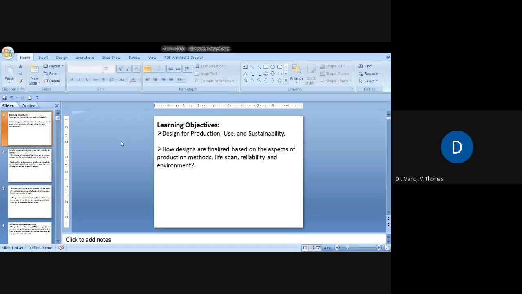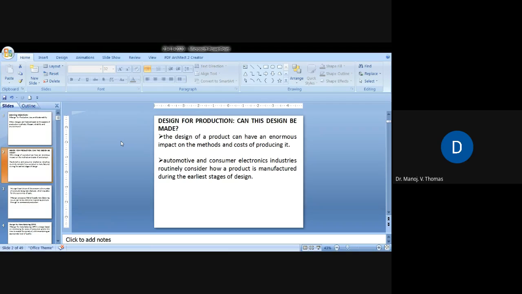So now we can quickly go through the slides. If you keep these initial concepts in your mind, you can simply go through the slides. So, design for production: can this design be made? The design of a product can have an enormous impact on the methods and cost of producing it. Automotive and consumer electronics. Consumer electronics means whatever household items we use on a daily basis, in our household, in our daily activity, in our professional activity.